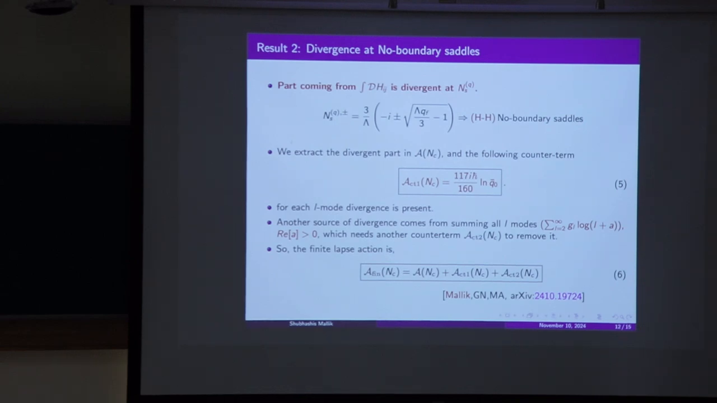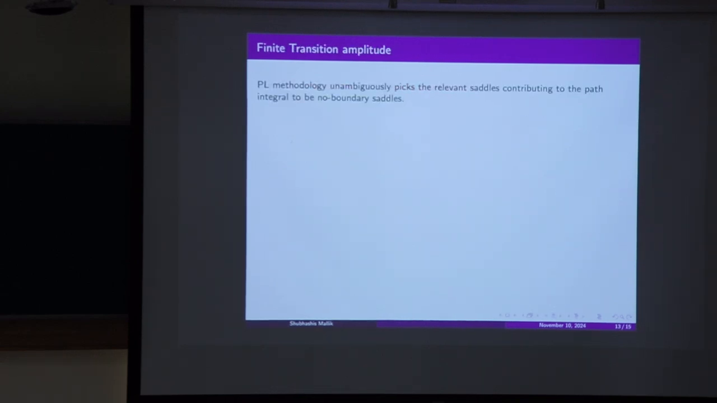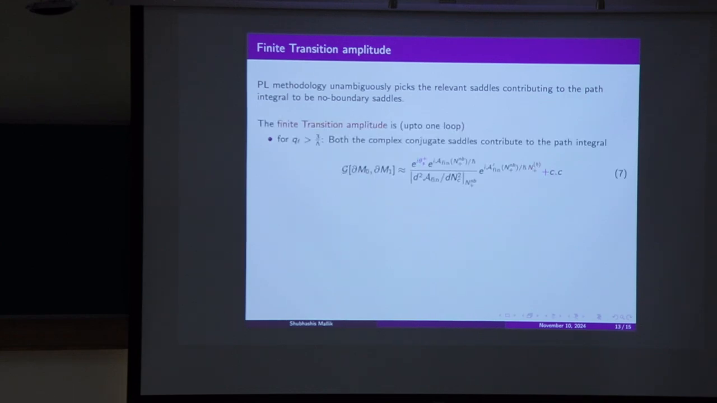in calculating the transition amplitude. Now, in calculating the transition amplitude, I will use the Picard-Lefschetz methodology that helps to pick the relevant saddles for the path integral, and they are the no boundary saddles. The finite transition amplitude that we compute, up to one loop, is this. This is the critical radius, 3 by lambda. If Q is greater than that value, both saddles will contribute to the path integral, and the expression looks like this. All of these terms are finite now.